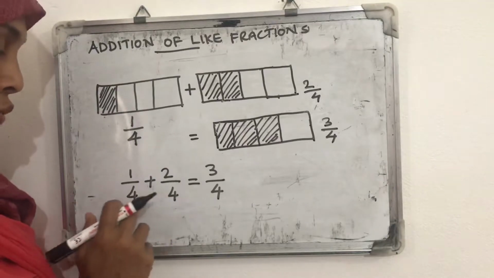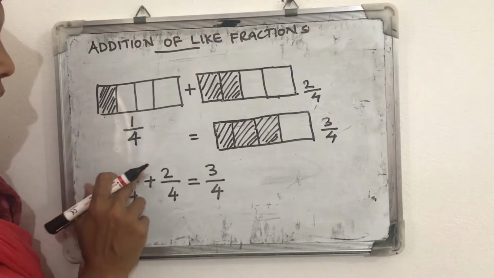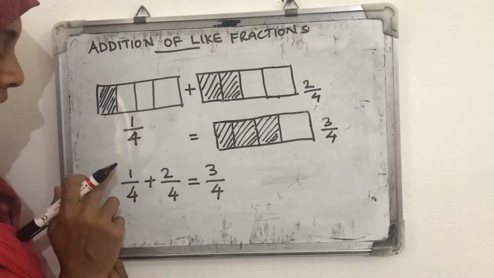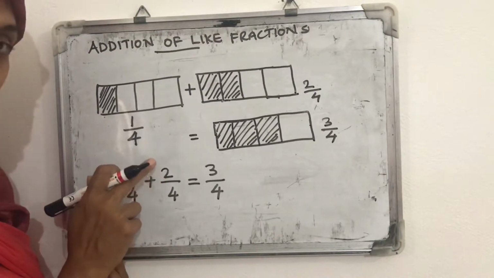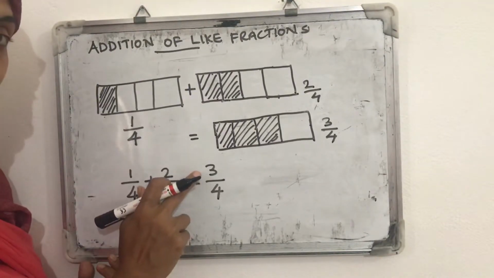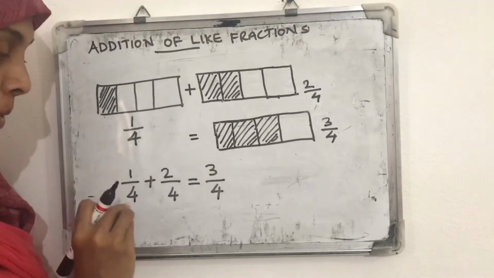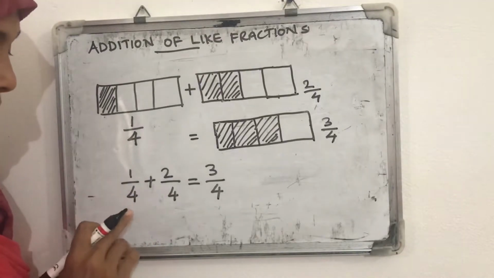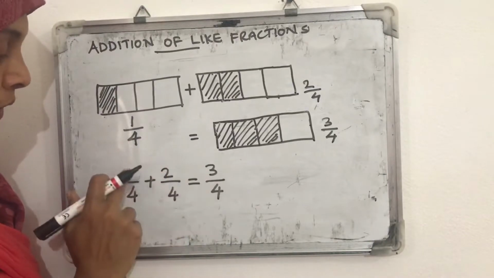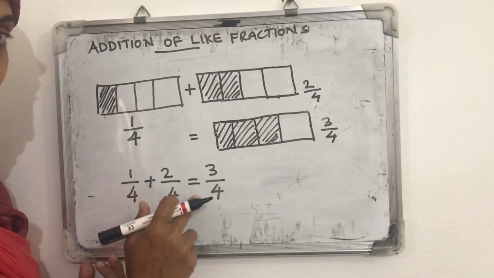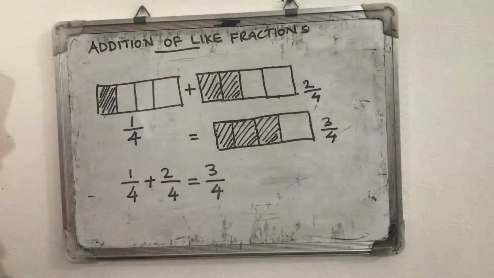If both fractions are like fractions, we only need to add the numerators. Here the first numerator is 1 and the second numerator is 2. When we add them, we get 3. The denominator will be the common denominator, which is the same; it should not be added. So it will be 3 by 4. 1 by 4 plus 2 by 4 gives 3 by 4. Any like fractions we can add like this.